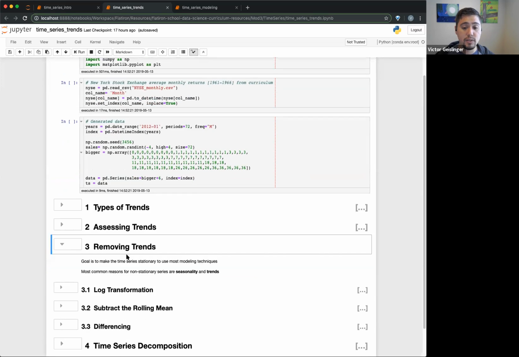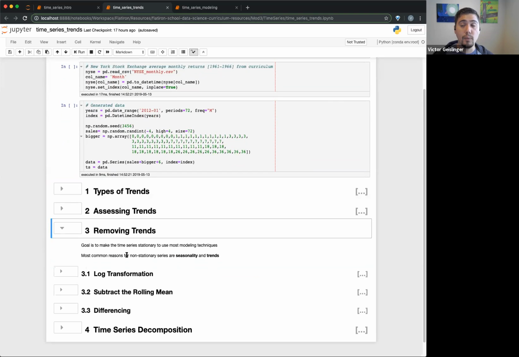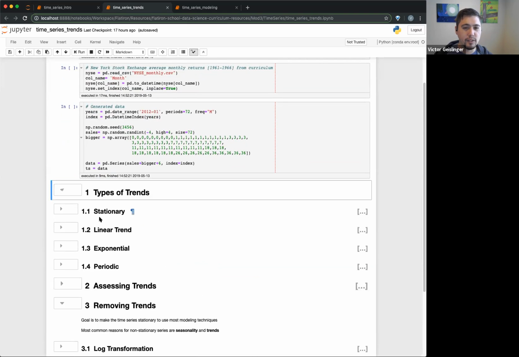I wanted to go over this. So for removing trends, I came through a few things. Okay, is it stationary? Well, it's not stationary. So what kind of trend is it? A linear trend, exponential trend, periodic trends. Those are the most common ones that we'll see. It just comes out in the mathematics in that way.